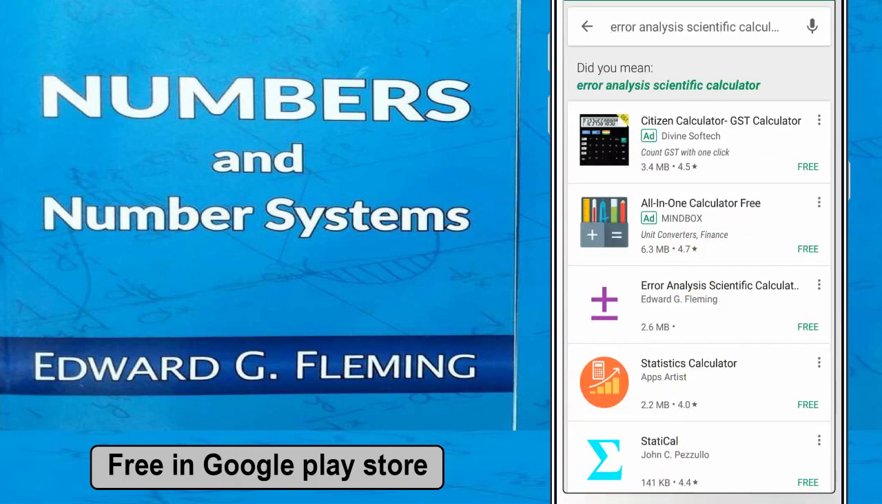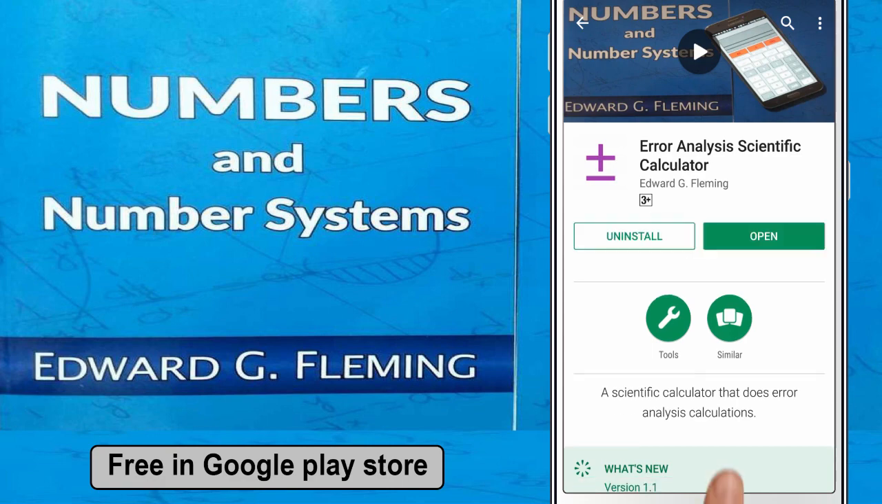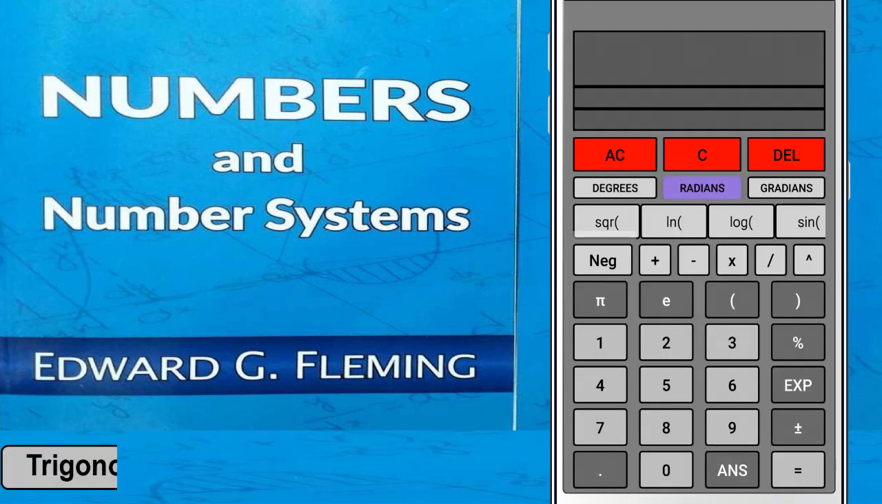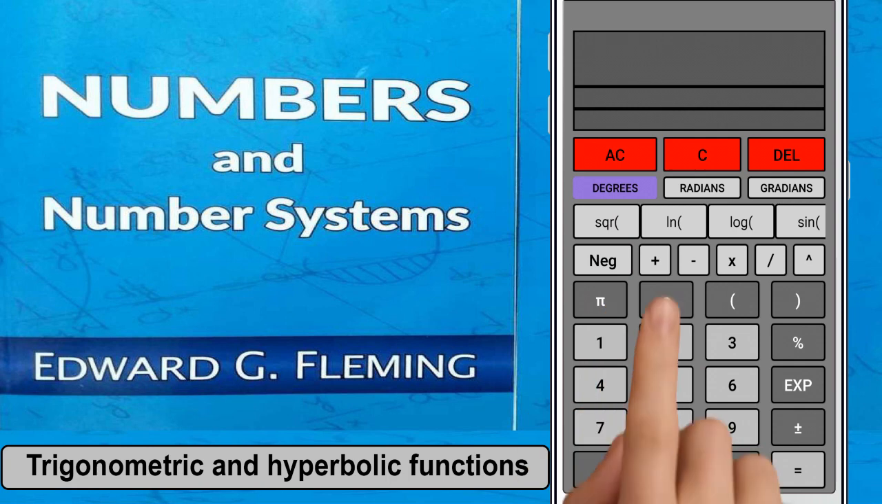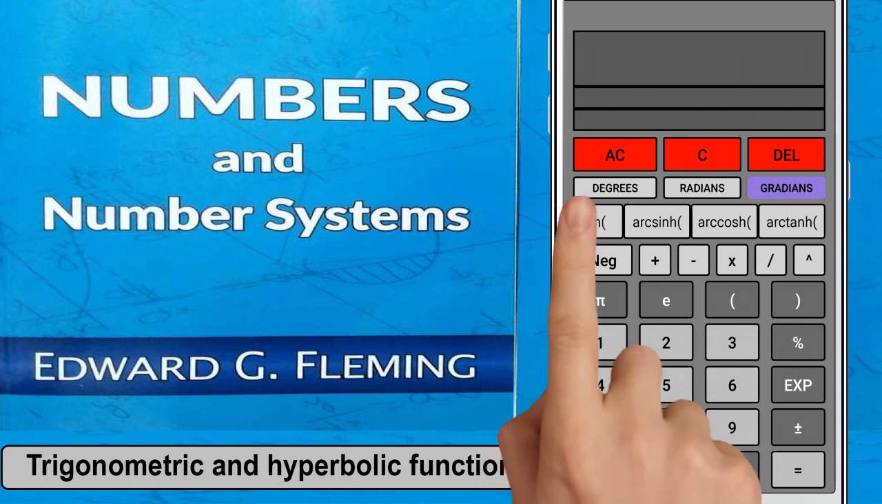It calculates the worst-case scenario. You can get the app for free. Install the app and open it. In the app, you can choose between degrees, radians, and gradients. By scrolling through the function bar, you can choose the trigonometric functions and hyperbolic functions.